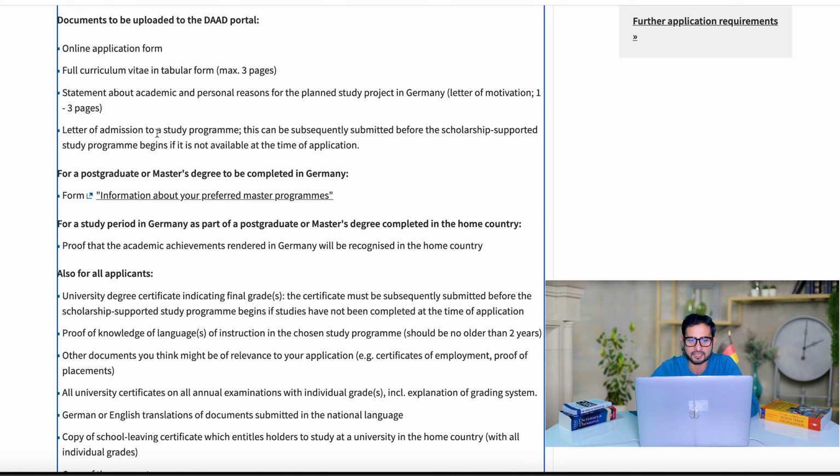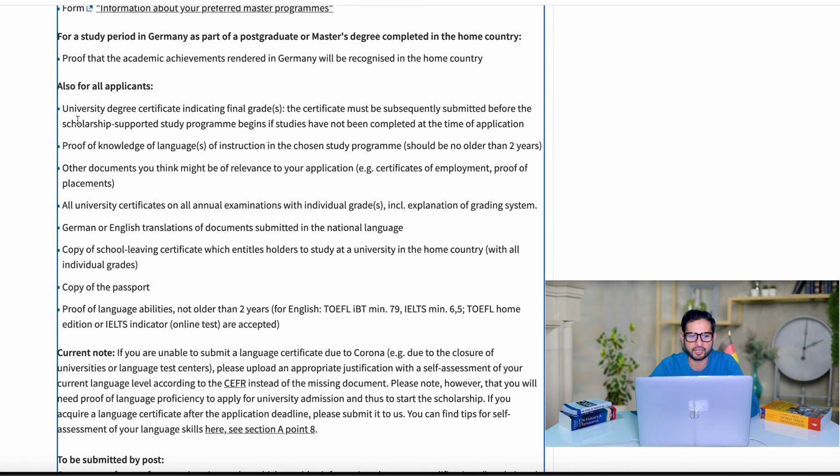Letter of admission to a study program. You need to apply to a university and get an offer. Those of you who come from the Chevening application, you know we call it an offer. So letter of admission and offer are the same. This can be subsequently submitted before the scholarship-supported study program begins. Also for applicants, this is another important area: university degree certificate indicating final grades. The certificate must be subsequently submitted before the scholarship-supported study program if studies have not been completed at the time of the application. That's a good thing. Proof of knowledge of languages, as we know, shouldn't be more than 2 years old, because TOEFL and IELTS expire in 2 years.